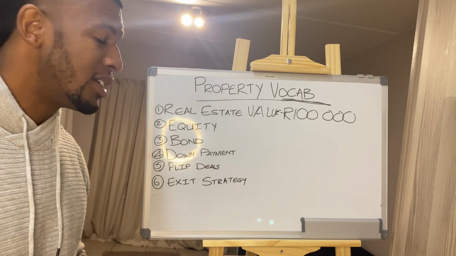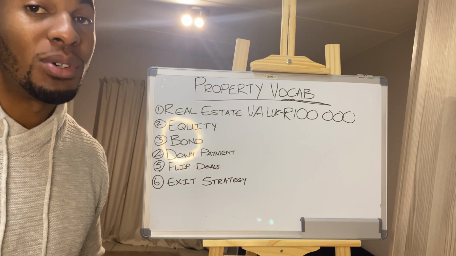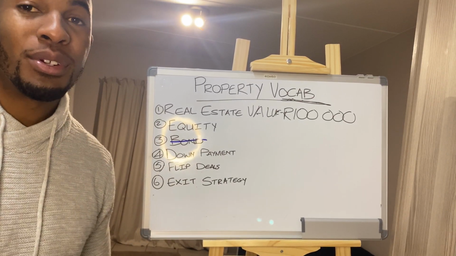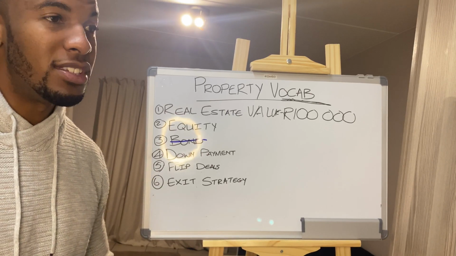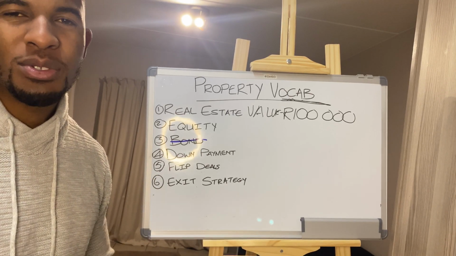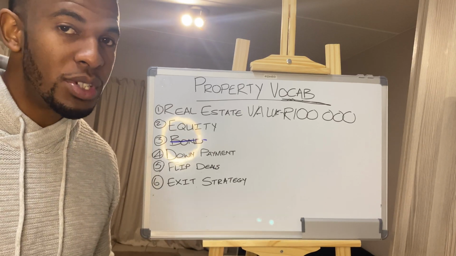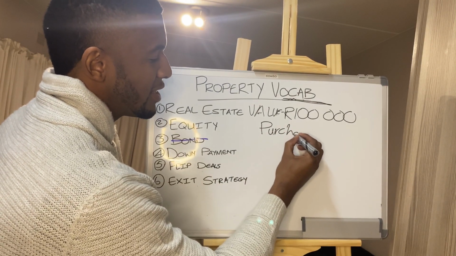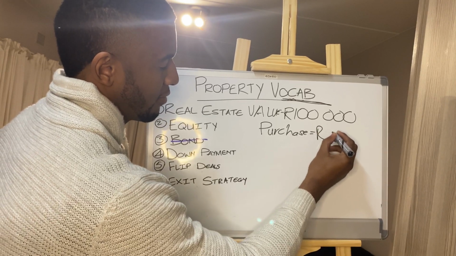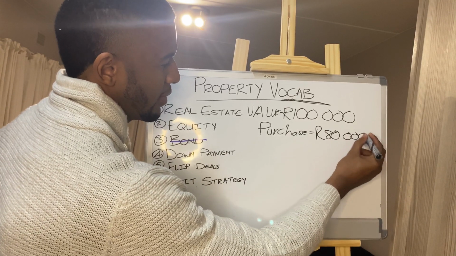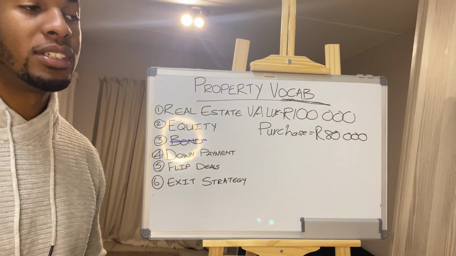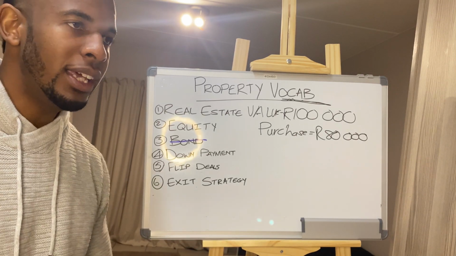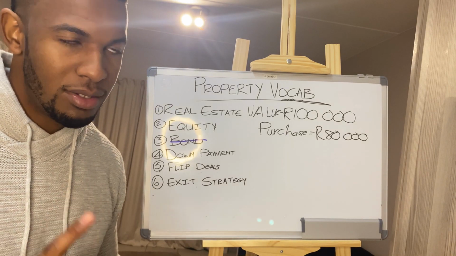So what you will need to do is go to a bank and take what we call a bond. Let's say for whatever reason, the guy who's selling the house is distressed. They need to get the house off their hands quickly, and you manage to negotiate and purchase this house for 80,000 rand. You reach an agreement to purchase the house for 80,000 rand, and you approach the bank, and the bank says, okay, we will give you 80,000 rand to buy that house.